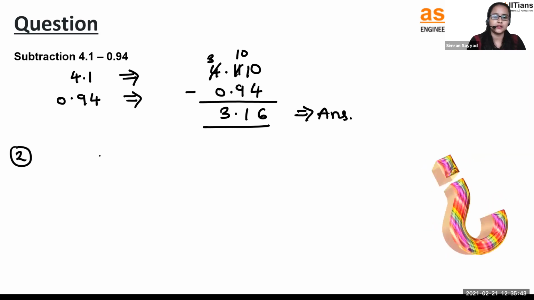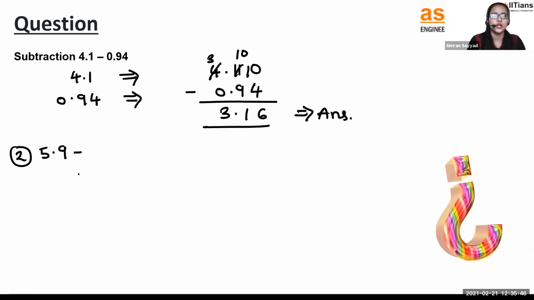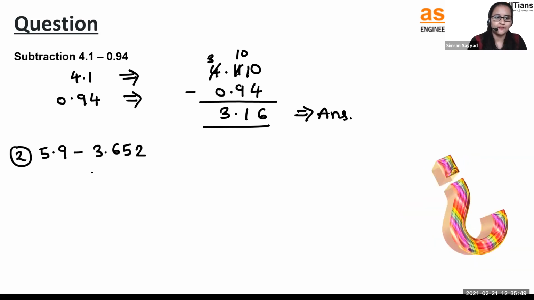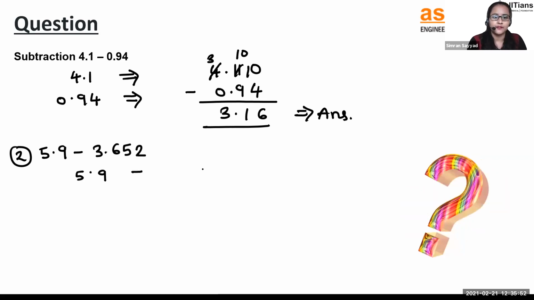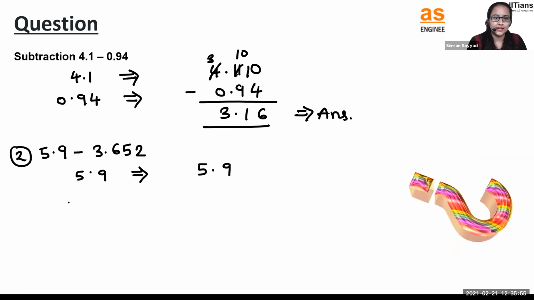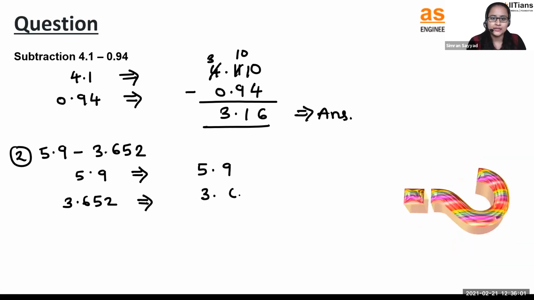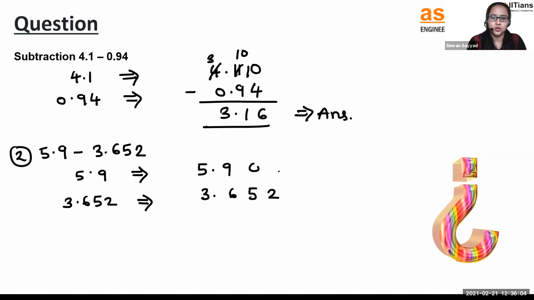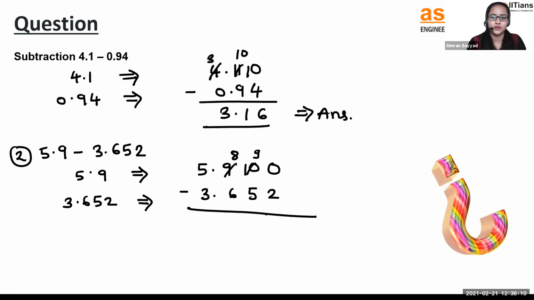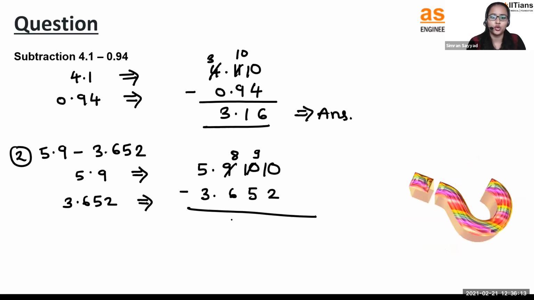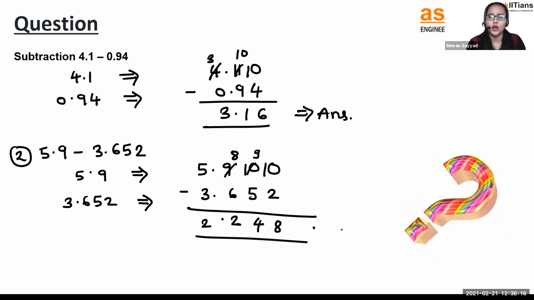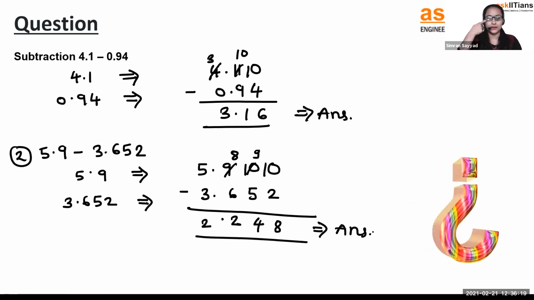5.9 minus 3.652. So what is going to happen with my 5.9? 5.9, and the second one is 3.652. So 3 as it is, 0.652. So this becomes 0, this becomes 0. You have to subtract them. This becomes 8, this becomes 9. So this is 8, 4, 2. So your answer is 2.248. Yes, dear students, understood? How you can add, how you can subtract?